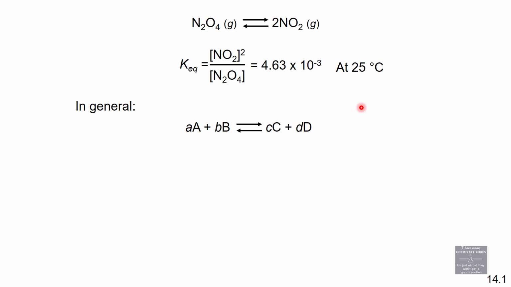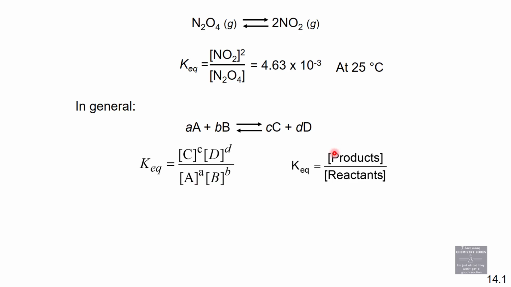Given our favorite generic reaction here, we would write a KEQ that's C raised to the C power, D raised to the D power, multiplied together, divided by A raised to the A, B raised to the B, multiplied together. The shortcut way that I always say that is products over reactants raised to their coefficients. So it's the concentration of a product raised to its coefficient, multiplied by the concentration of the next product raised to its coefficient, divided by reactants raised to their coefficients, multiplied together.